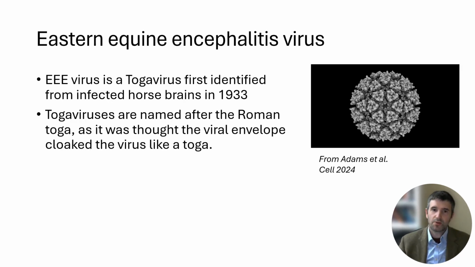So Eastern equine encephalitis virus is a togavirus, first identified from infected horse brains in 1933. The togaviruses are named after the Roman toga, as it was thought that the viral envelope resembled the toga as it cloaked the virus. You can see a picture of the viral envelope here. Doesn't look a whole lot like a toga to me, but to each his own.